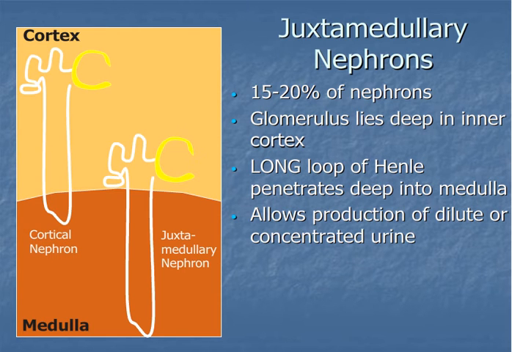Whereas only 15 to 20% of our nephrons are very long loop nephrons called juxtamedullary nephrons. And that's because they have a glomerulus that's deep in the cortex, but a very long loop of Henle that proceeds well down into the medulla. And these are important for producing very concentrated or dilute urine. Depending on your hydration status, you may want to produce a lot of very dilute urine or a little bit of very concentrated urine. And it's these juxtamedullary nephrons that enable us to do so.